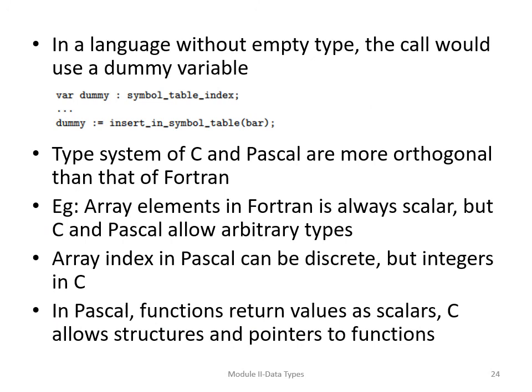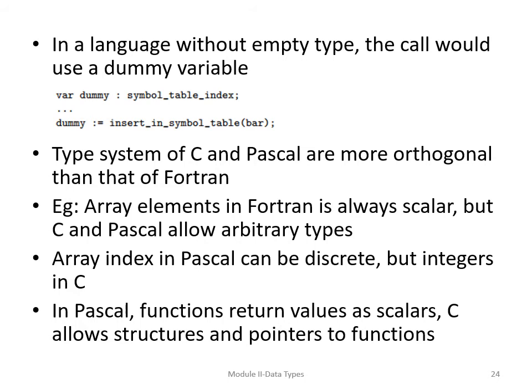For the previous example, if the language does not support a void data type, the return type is taken into a dummy variable. So dummy is the dummy variable, and insert in symbol table will return a value that is taken into the dummy variable.